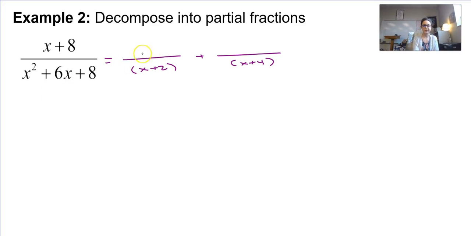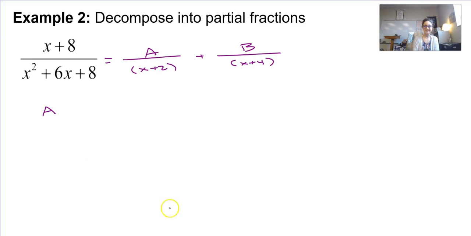All right, now my question is going to be, well, what are my two new numerators? So let's call it a and b. All right, so let's set up our equation. What I would need if I were to add these up, I would need the common denominator. Fraction a is missing what factor?